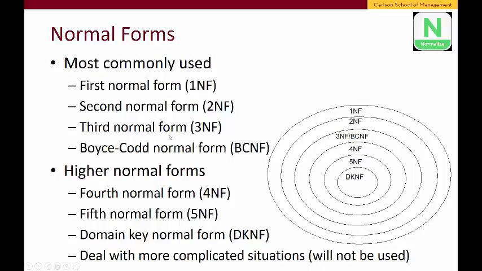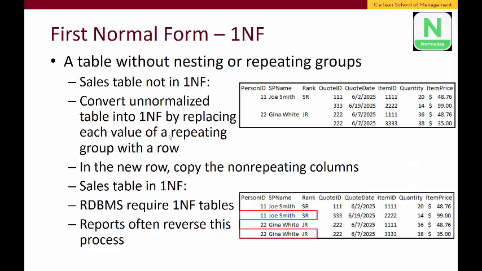There are subtle differences between third normal form and Boyce-Codd normal form, or 3NF and BCNF, and the higher normal forms deal with more complex situations, neither of which is relevant for our intro database class. Because no RDBMS will allow a table not to be in the first normal form, we are not going to spend too much time on this one.